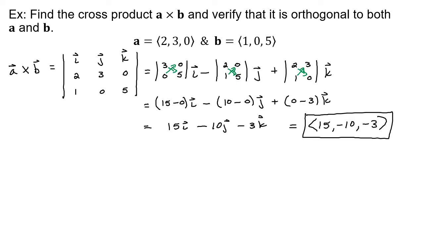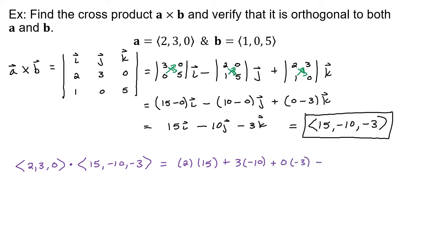So if you did the vector 2, 3, 0, that's your a, and you dotted it with 15, negative 10, negative 3, if they are orthogonal, the dot product is 0. That's what we just looked at in the last section. So we'd have 2 times 15 plus 3 times negative 10 plus 0 times negative 3. That's 30 minus 30 plus 0, which is 0.